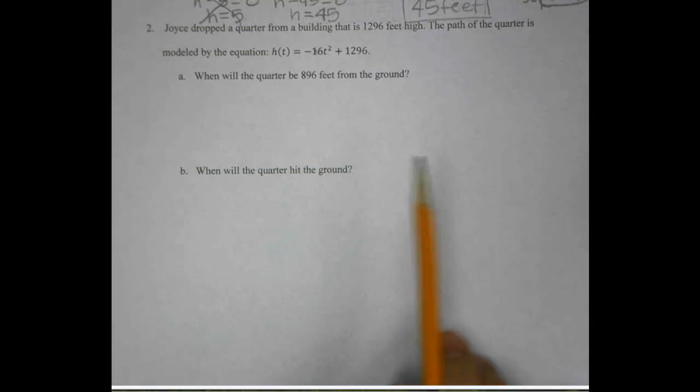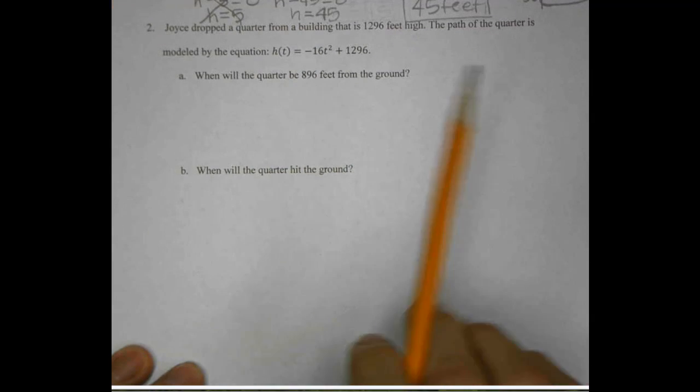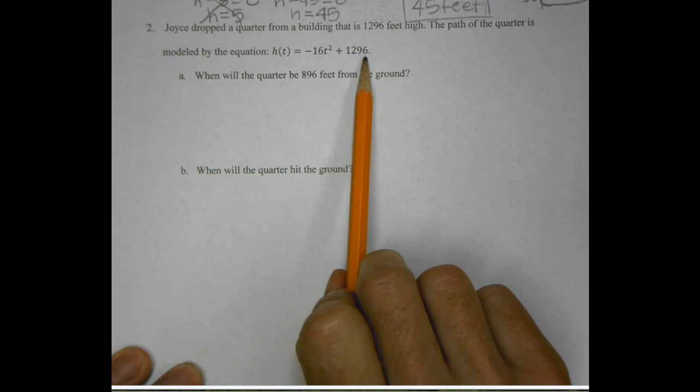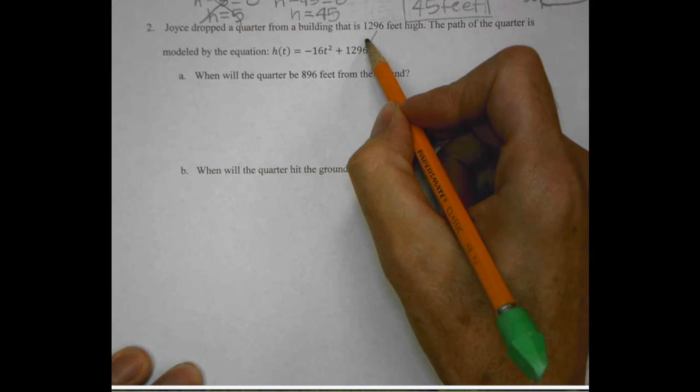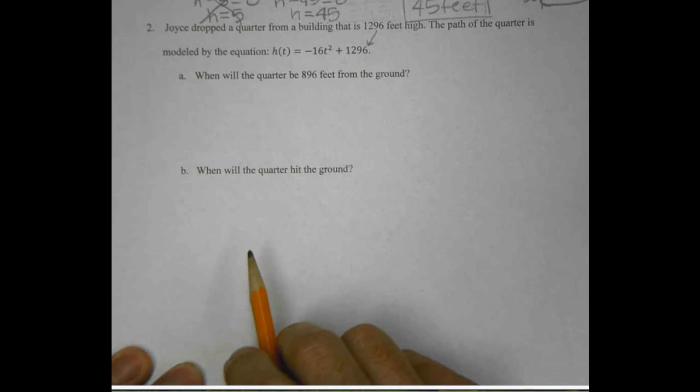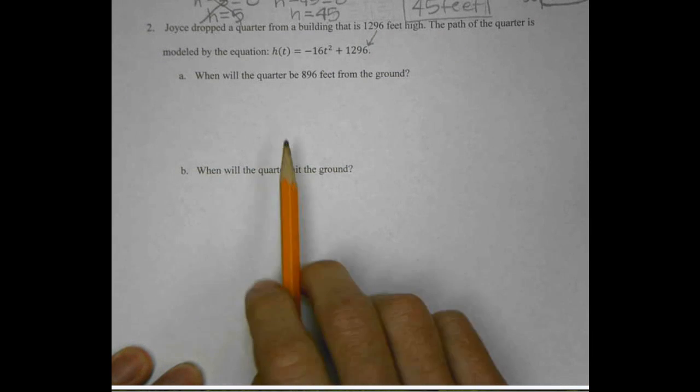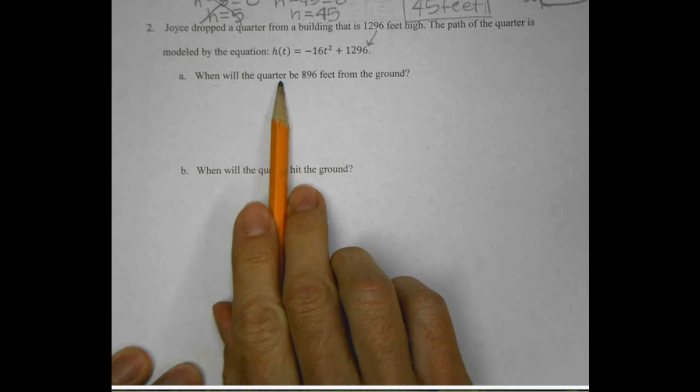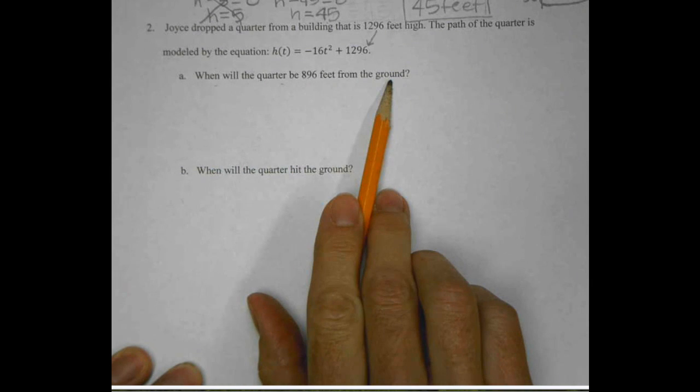Okay. Here's our last problem. We have Joyce dropping a quarter from a building that's 1,296 feet high. The path of the quarter is modeled by this equation. Negative 16t squared plus 1,296. This 1,296 is in our equation, so we don't need to do anything else with it. And we want to know, when will the quarter be 896 feet from the ground?